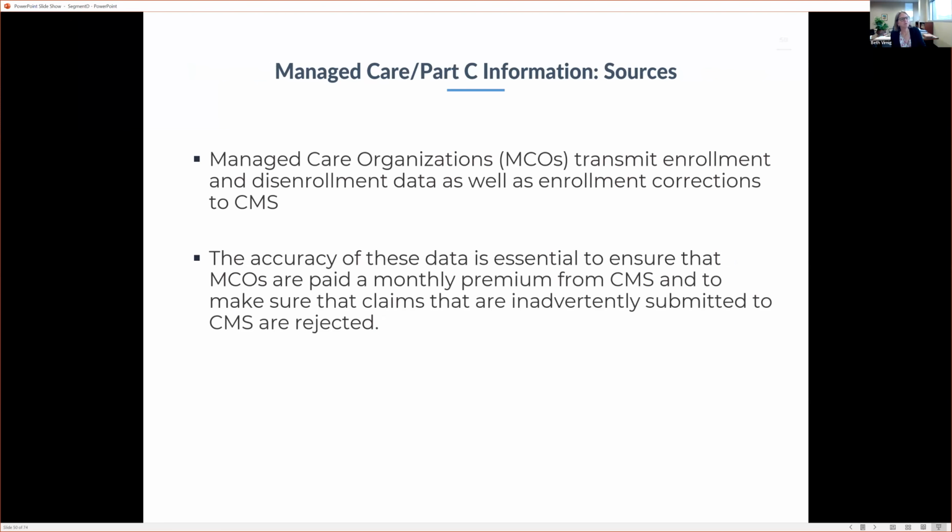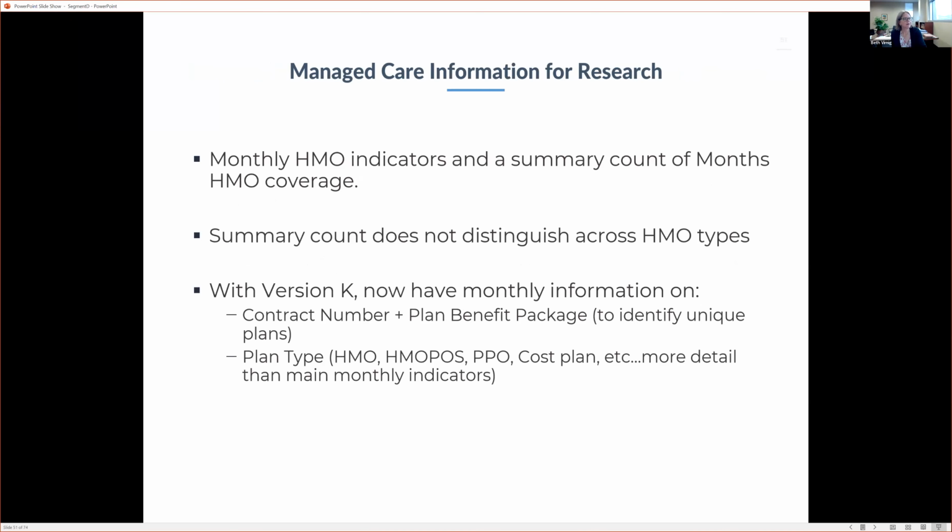Managed care enrollment organizations transmit enrollment and disenrollment data as well as corrections to CMS. And that is the basis for the monthly premium they're paid from CMS. What we get is a monthly HMO indicator and summary counts of months of coverage. And with the more recent data, we actually can find out information on the contract number and the plan benefit package. So we can actually see not just are they in managed care, but are they in the same contract or the same plan from year to year.